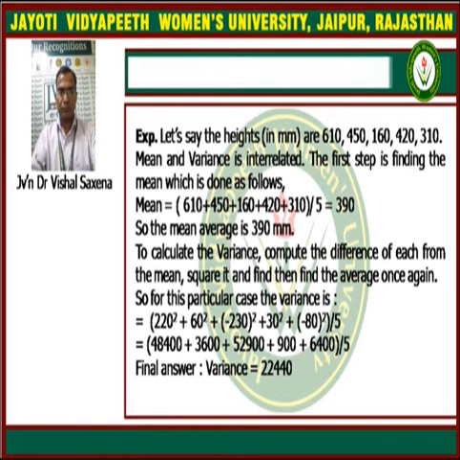The first data value is 610. So what is the deviation of 610 from 390? It is 610 minus 390, so that is 220.